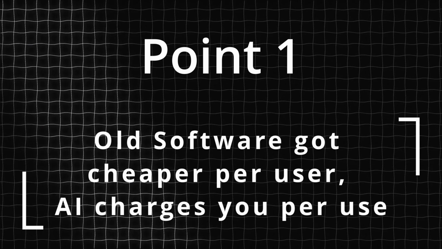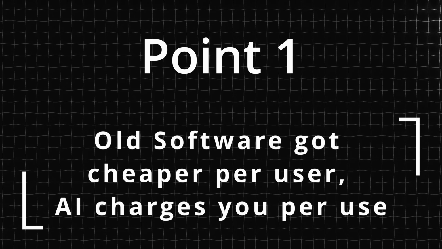Point number 1. Old software got cheaper per user, but AI charges you per use. In traditional software, you just get a server and a few resources, and that's it. After that, you can get to thousands of customers and you will not have to increase anything. Basically, your cost is fixed. So as you acquire more customers, the cost of acquiring and keeping more customers on your platform is basically nothing. Or at the very least, it is insanely low, because the same server and the same resources are used for every one of them. But for AI, it is completely different.